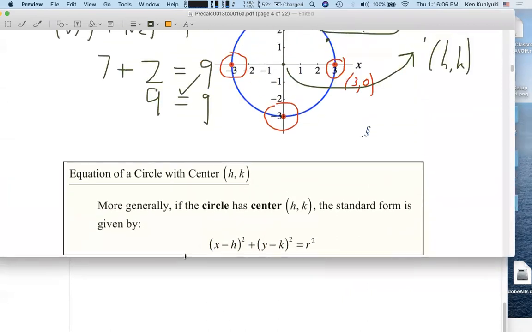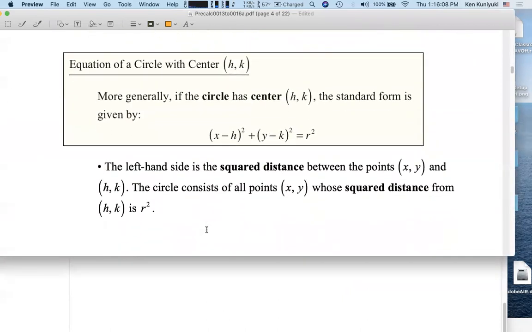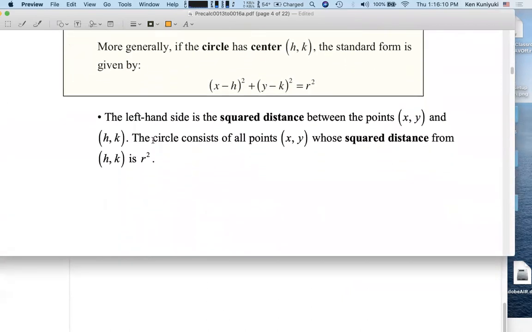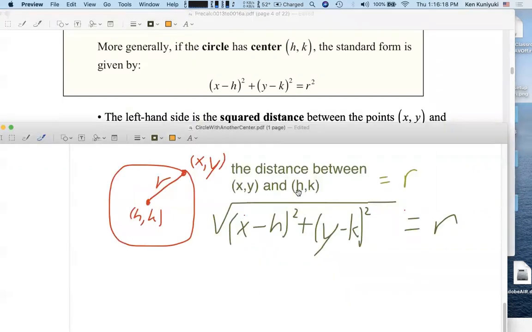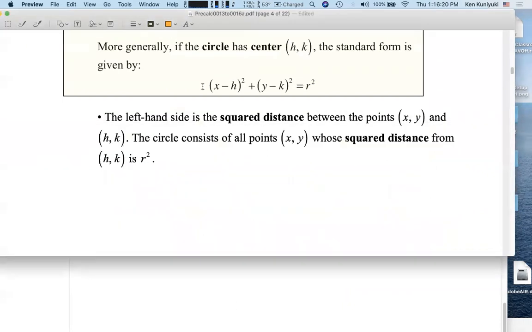All right, so for example, again, we want the circle to consist of all points x comma y whose square distance from h, k is r squared. The distance has to be r, the squared distance has to be r squared.